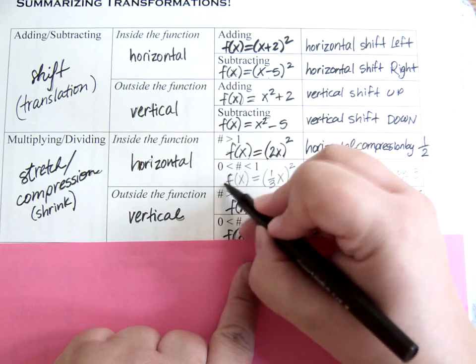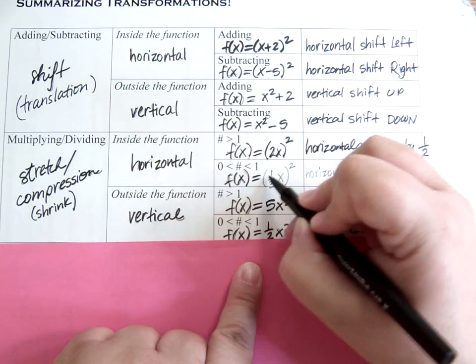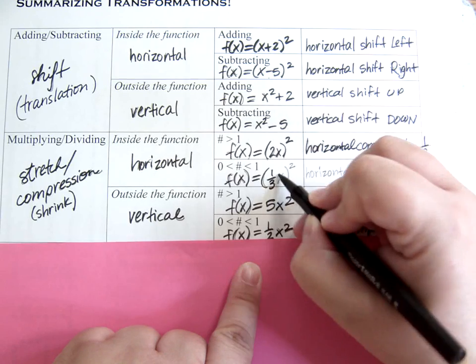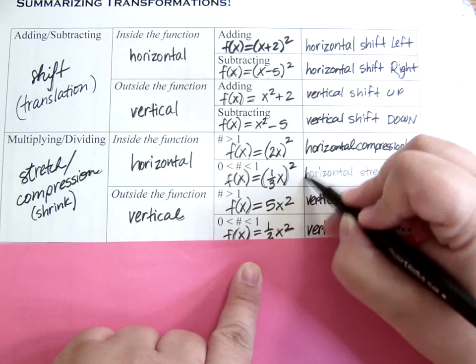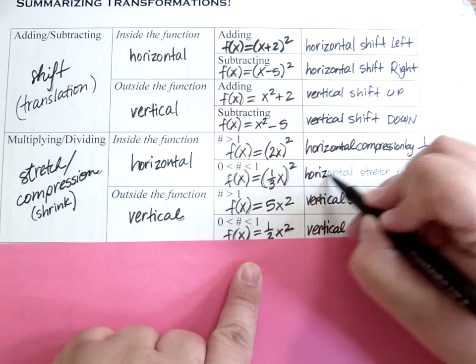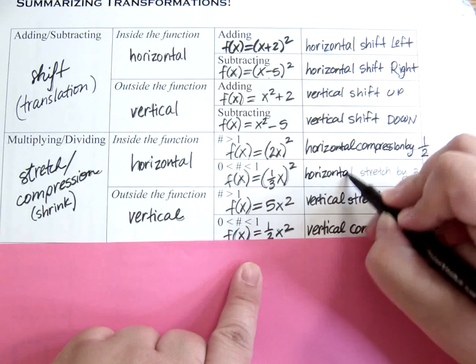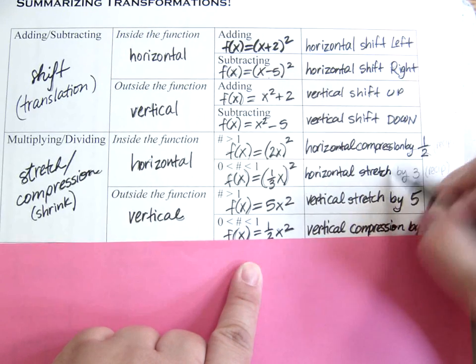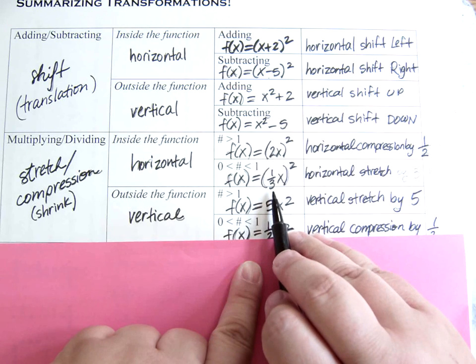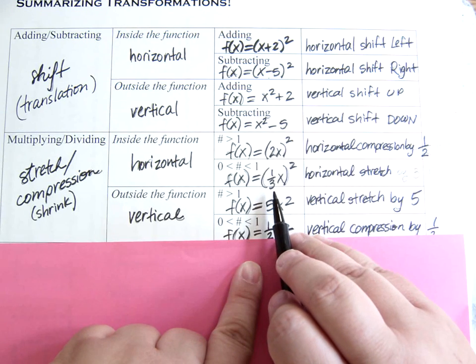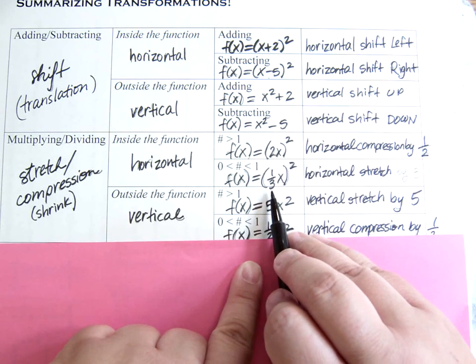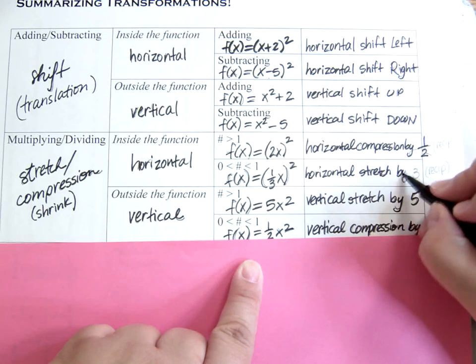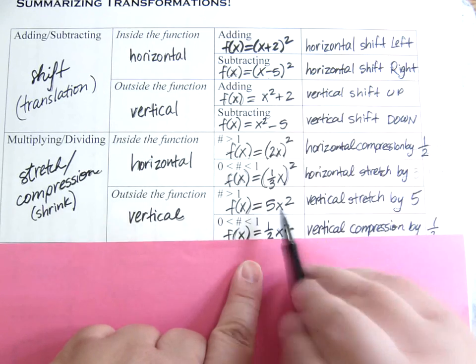And here I see a number that's smaller than 1, between 0 and 1: 1/3. That's horizontal because it's inside the parentheses, being squared also. And that's a stretch. Again, 1/3 is a number smaller than 1. You would think that would make it smaller, but because horizontal is backwards, that's a stretch by, instead of 1/3, 3. Take 1/3, turn it over, and you have 3.